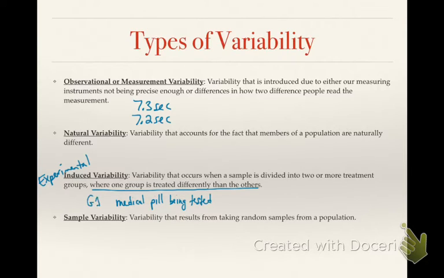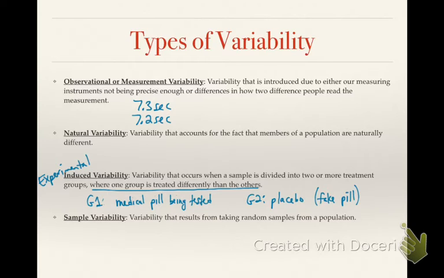So that's group 1. And group 2 will be given something called maybe a placebo, which is essentially just like a fake pill. And the whole point of this is so that the people who are being studied have no idea if they have the real pill or not. So you're inducing some variability in that situation. You're creating variability because you want to see the effectiveness of the medical pill, see if it works or not.